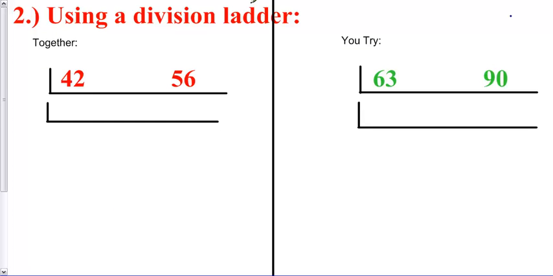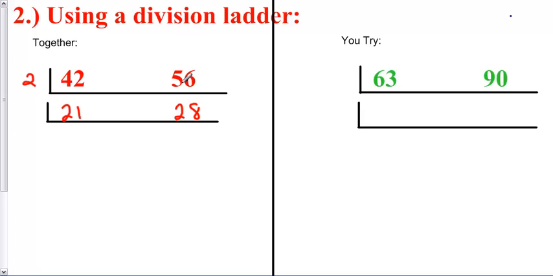Now, here's another way to find the greatest common factor. It's called a division ladder. Now here, I don't have to list all the factors. All I have to do is come up with, hey, what's one number that's divisible by 42 and 56? Well, they're both even, so I'm going to do 2. So this is 21, and 56 divided by 2 is 28.